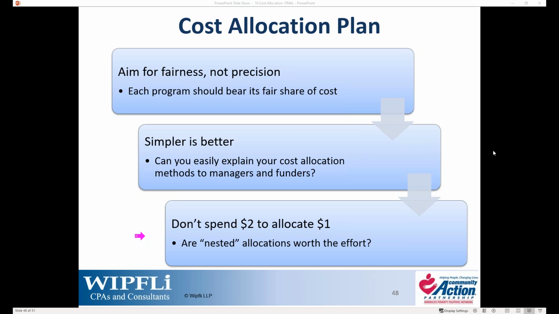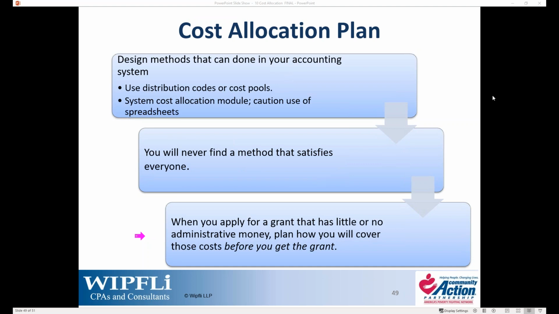And lastly, don't spend $2 to allocate a dollar. Are nested allocations worth the effort, where you do one allocation on top of another allocation on top of another allocation? You're spending a lot of time to find a way to allocate $1. So don't spend a lot of time splitting pennies. Design methods that can be done in your accounting system. Let's make it easy on you. Use distribution codes or cost pools, or use a cost allocation module.